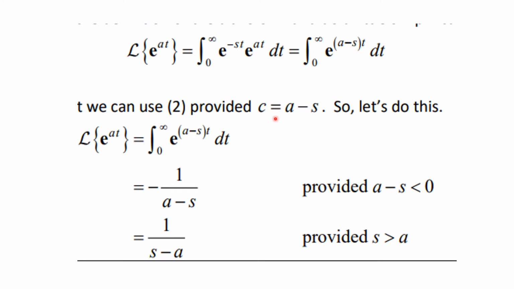So if we let c equal a minus s, as we did earlier, we recall that this was minus 1 over c. And that was provided that c, the role that's being played by a minus s, was less than 0. So we can take this minus sign, shove it into the denominator, and we change the order of those. And so you see that the Laplace transform of e to the at is 1 over s minus a, provided s is bigger than a.